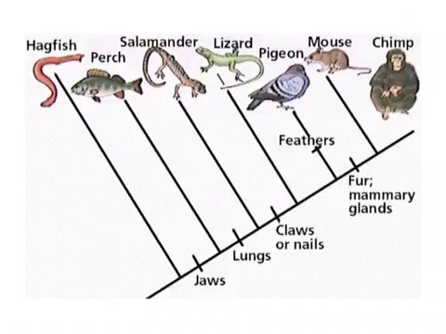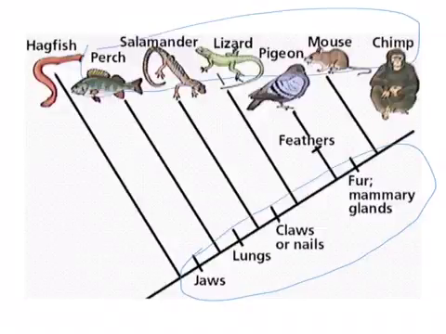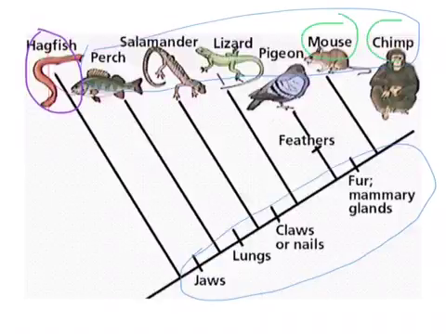This example shows the traits that we previously talked about on the other slide. So here, jaws, lungs, claws or nails, and fur and mammary glands are all synapomorphies to the perch, salamander, lizard, pigeon, mouse, and chimp, but not the hagfish. The hagfish is an outgroup, which is a taxon outside the group of interest. It is not shown here, but the mouse and chimp have 4 limbs, which is a symplesiomorphy.